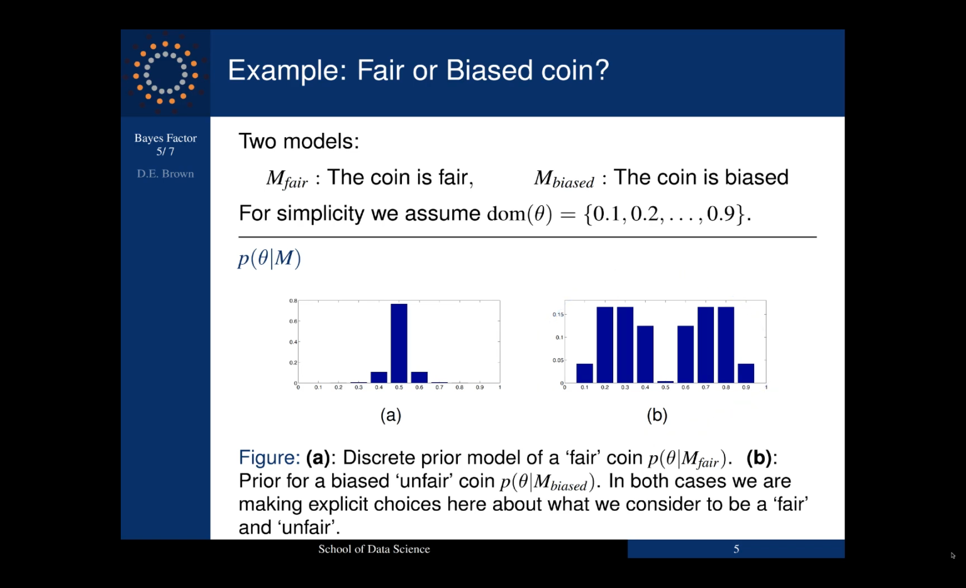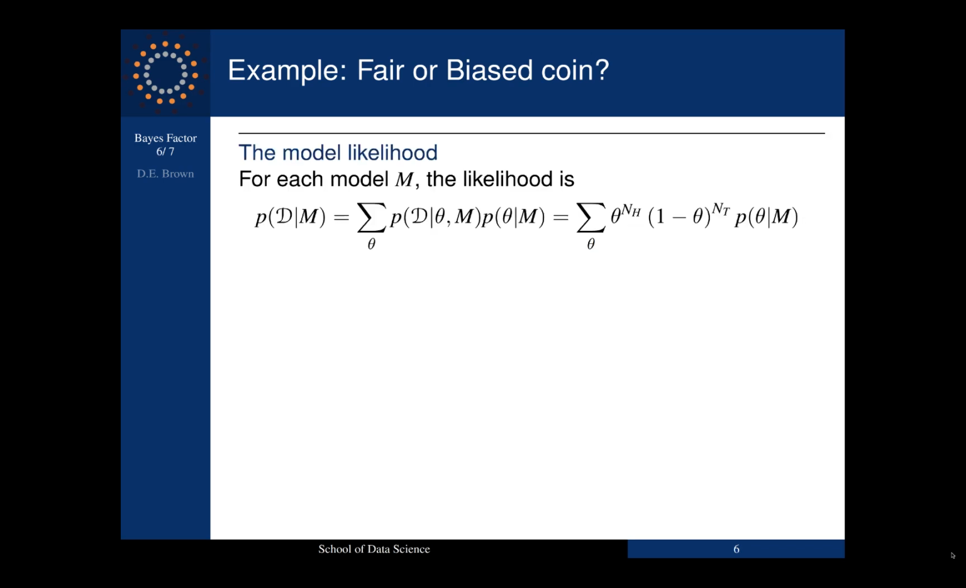That's shown in B. And of course, as we said, the probabilities for the different values for theta given the model of a fair coin is shown in A. With those probabilities, then, we can now find the likelihood for each model.